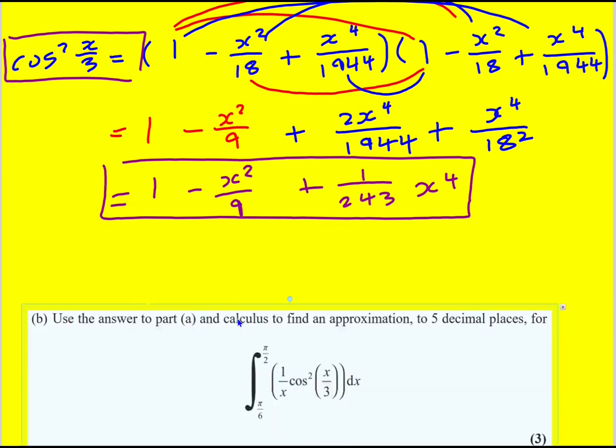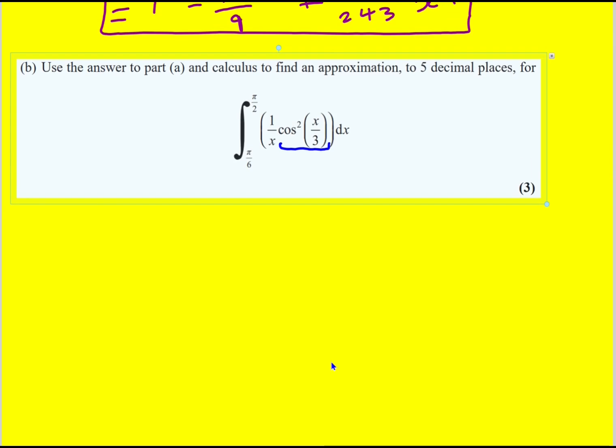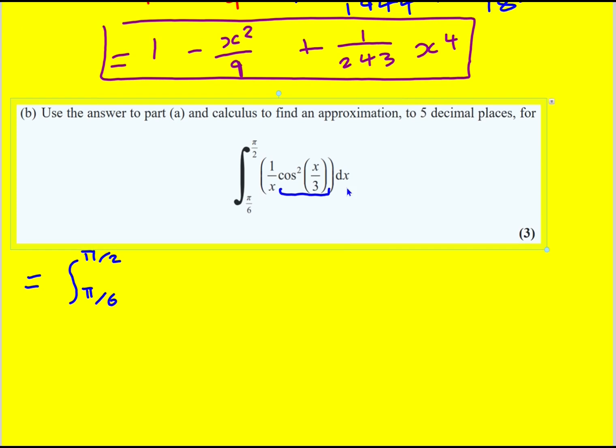Right, next up, we're asked to use our answer to part A and calculus to find an approximation to 5 decimal places for this integral. So the thing we've just found is right here, and then we're dividing through by x. But the integral is going to become integral from pi over 6 to pi over 2. And then just take our expansion, divide every term through by x. I'm going to get 1 over x minus x over 9. Actually, let me write that as minus 1 over 9x. Then plus 1 over 243 x cubed.